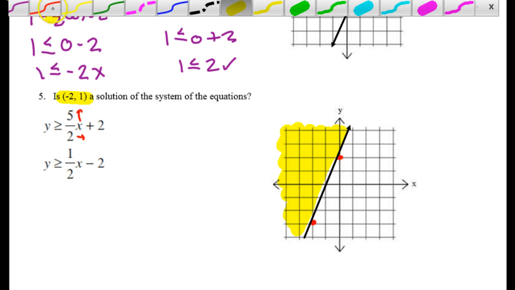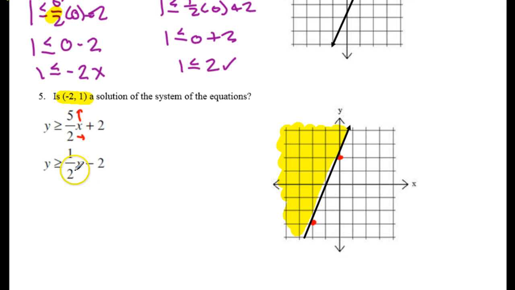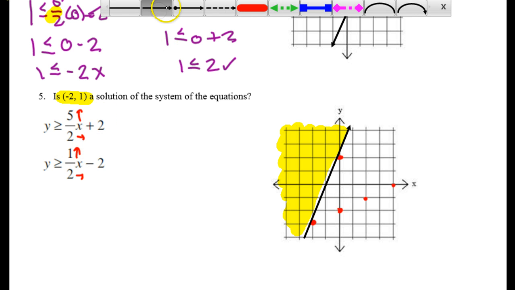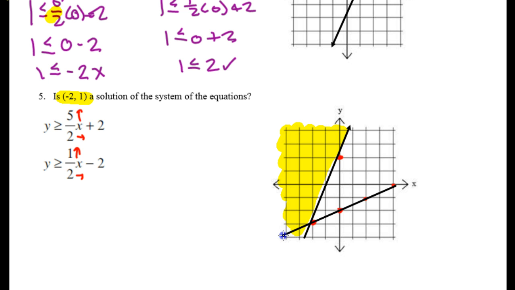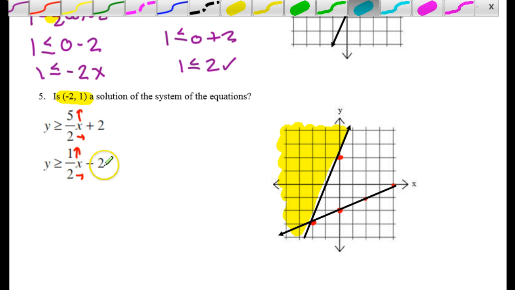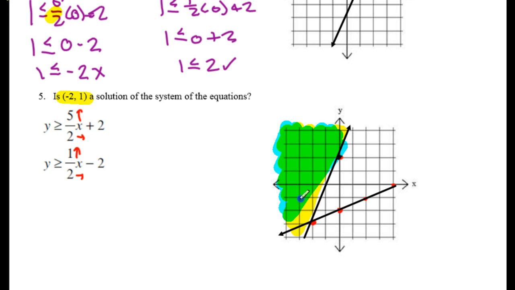Alright, now the second one here. y is greater than or equal to 1 half x minus 2. So now our y-intercept is negative 2. Slope is 1 half, so up 1 over 2. Solid line because it says greater than or equal to. Now we'll shade this section. This one said y is greater than, so now we're going to color above all this. And we're going to see where the two colors overlap. You'll see that this section where the yellow and blue overlap to make green, that's the solution.